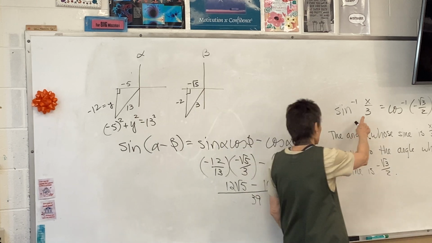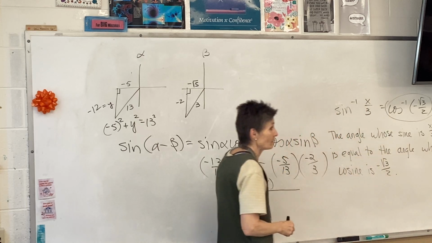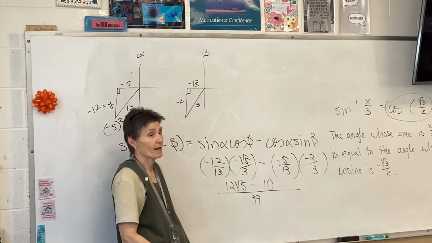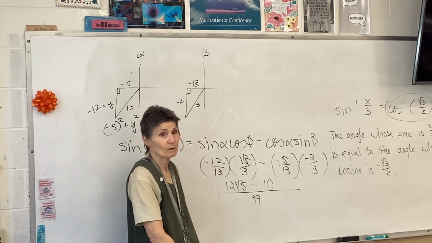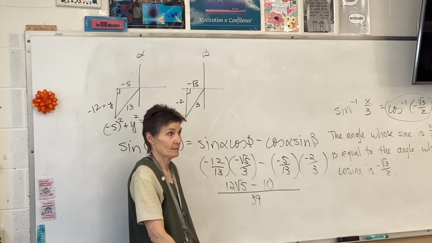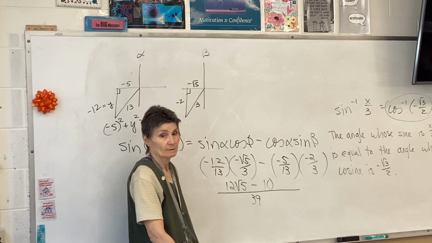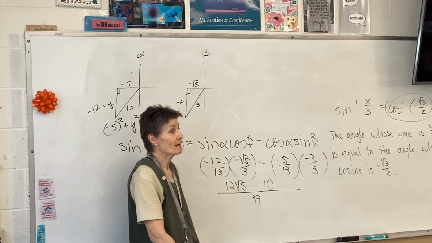Now, since that's an x, I can't really do much with that. But this I can do. What is the angle whose cosine is negative root 3 over 2? Shouldn't need a calculator for this. Oh, 5 pi over 6. 5 pi over 6?